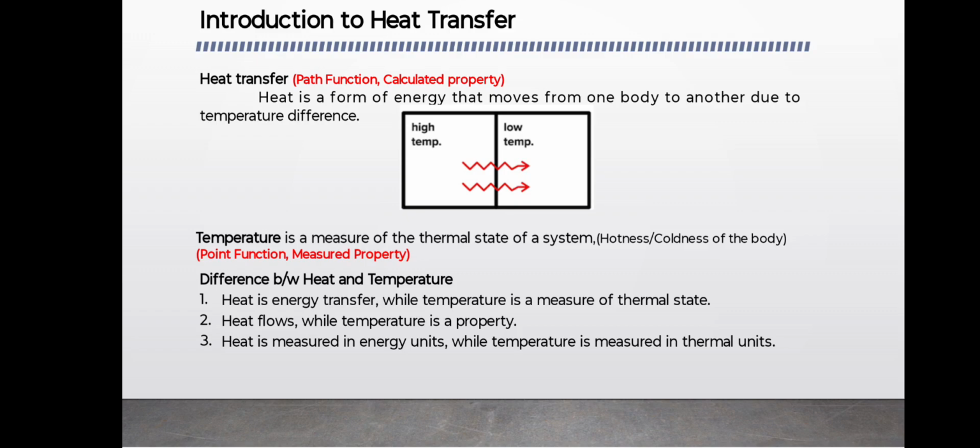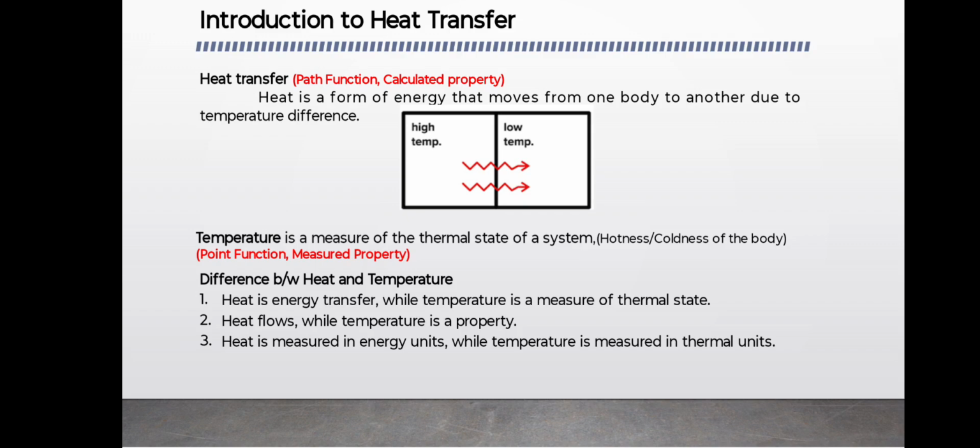First of all, we should know the difference between heat and temperature. Heat is simply a calculable property. Heat is the form of energy that moves from one body to another due to temperature differences. Whereas temperature is a measure of the thermal state of a particular system or point. Temperature is a point function, so we can measure the temperature at a particular point only.